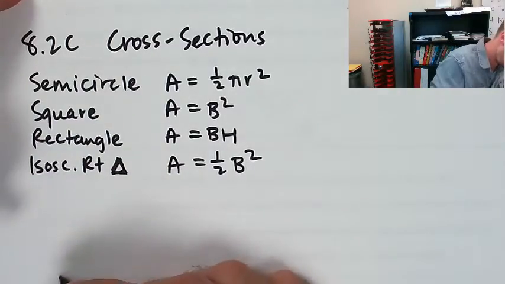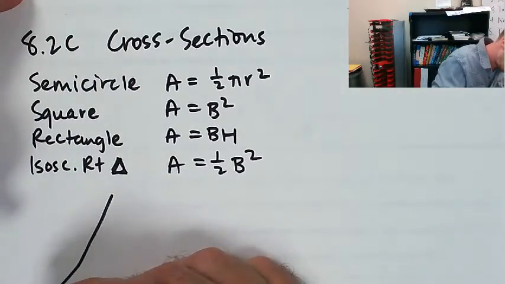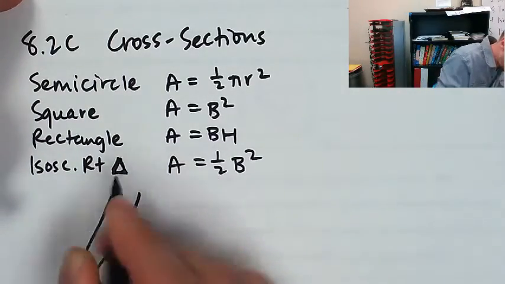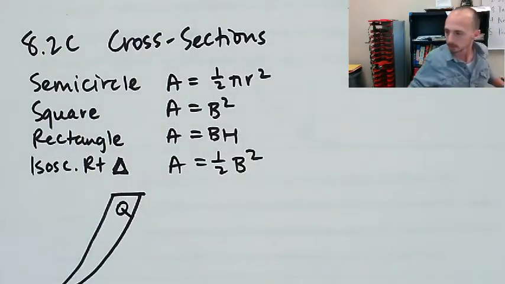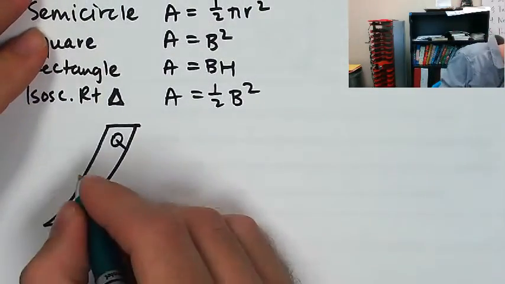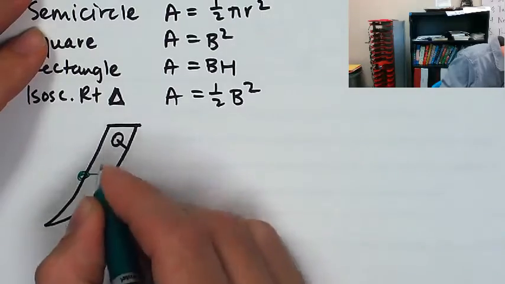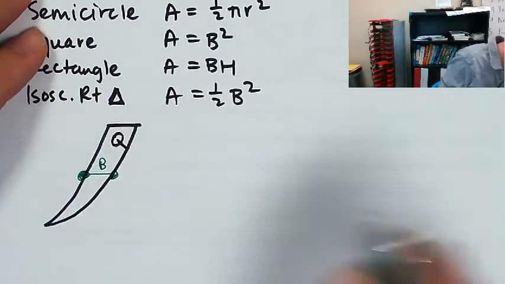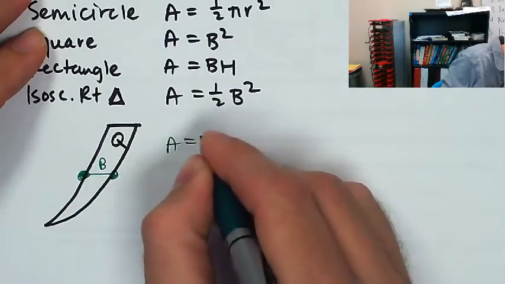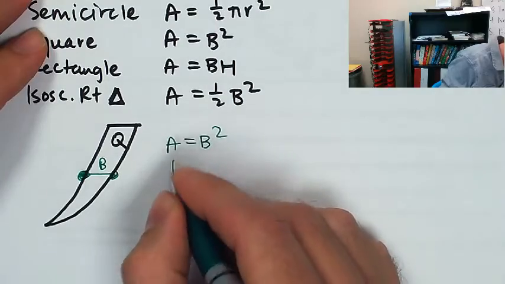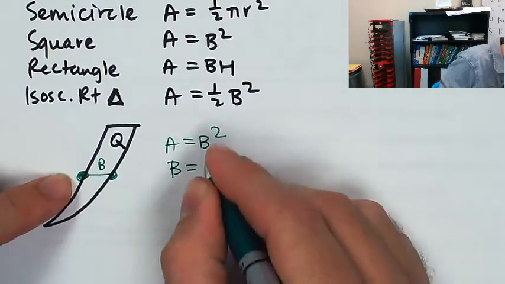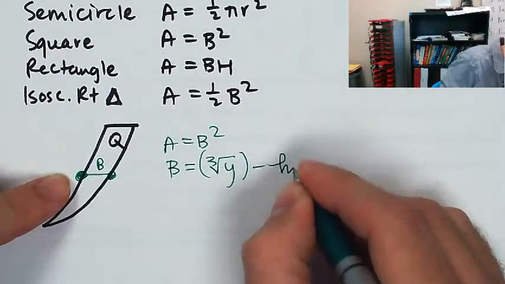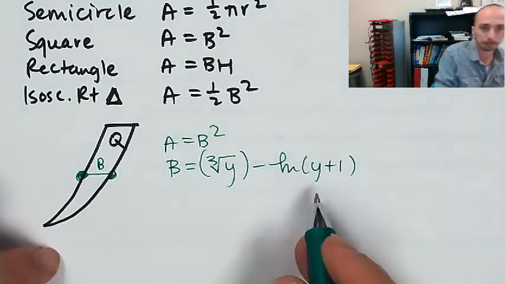So I'm going to do Q, cross sections perpendicular to the y-axis are squares. Okay, this is Q. And I'm going to draw the cross-section that's perpendicular to the y-axis. Okay, if there's squares, this is the base of the square. So area equals base squared. We know that volume, now I'm going to need to get this first, and this is cubed root y minus log of y plus 1.